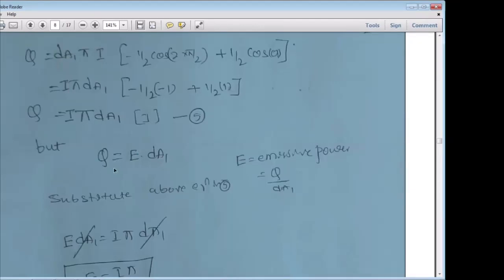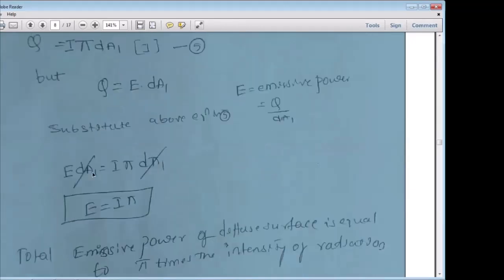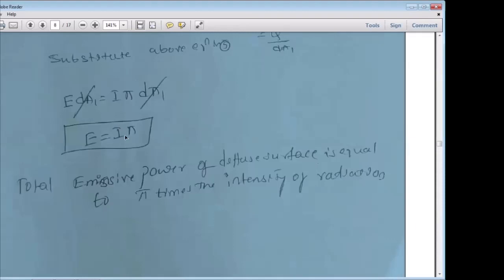Substitute this value of Q in equation number 5: E into dA1 equals I into pi into dA1. Here dA1 gets cancelled, and the remaining is E equal to I into pi. This is the derivation of the relation between the intensity of radiation and emissive power E, that is, the relation between I and E.